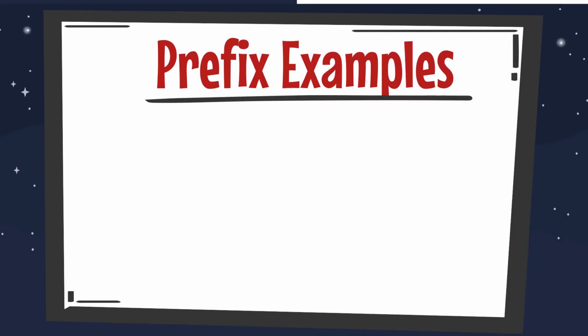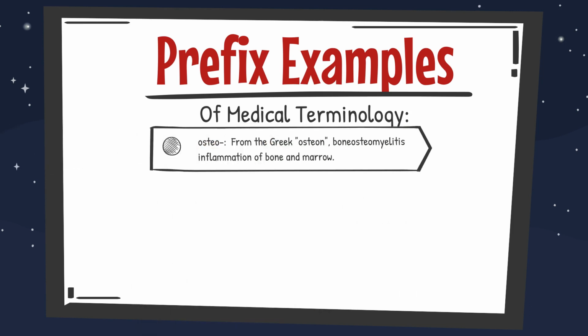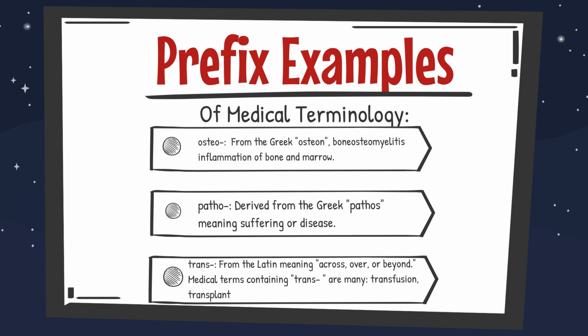Prefixes come before the word in medical terminology. Some examples are osteo, from the Greek osteon. Osteomyelitis refers to the inflammation of the bone and marrow. Patho, derived from the Greek pathos, meaning suffering or disease. Trans, from the Latin meaning across, over, or beyond, which in medical terms contain trans and are many, like transfusion or transplant.